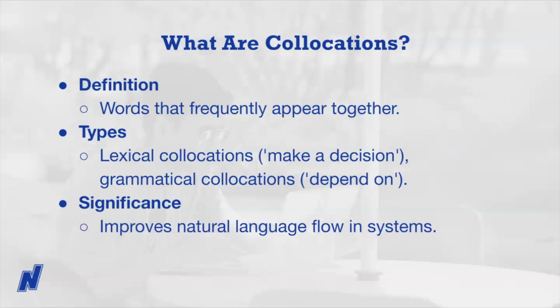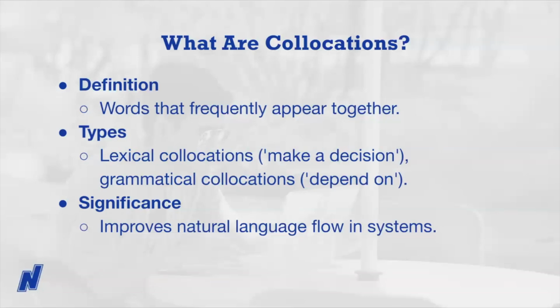So there are two different types of collocations. There's lexical collocation and then there's grammatical collocation. Let's go back to the former. Lexical collocation involves a combination of two content words, such as a verb, noun, adverb, or adjective. For instance, as we said before, make a decision or take a break are examples of lexical collocations where the verb and the noun commonly appear next to each other.